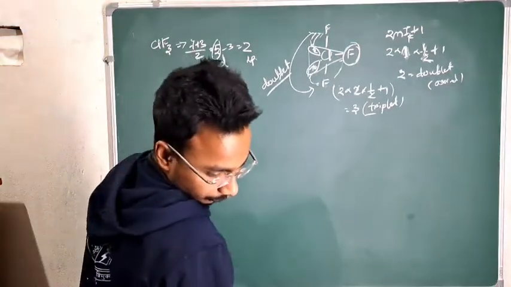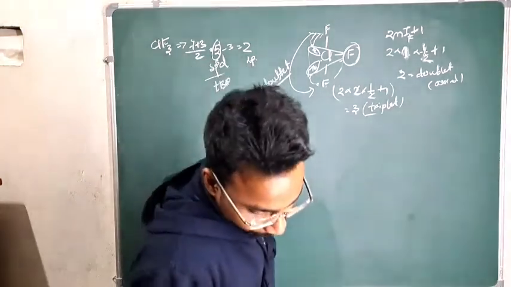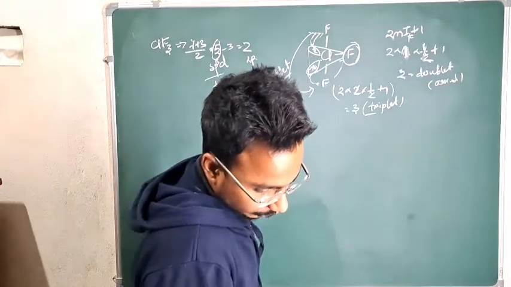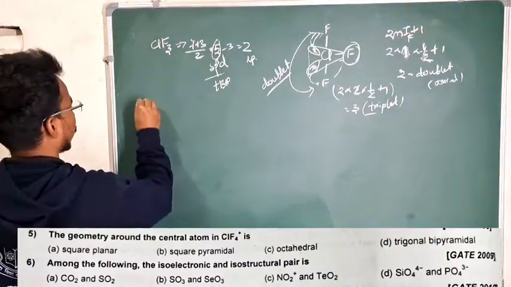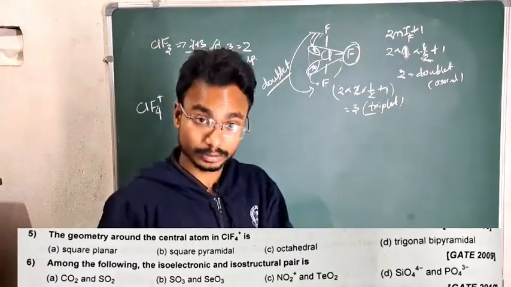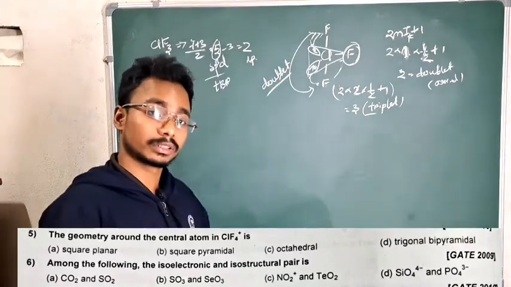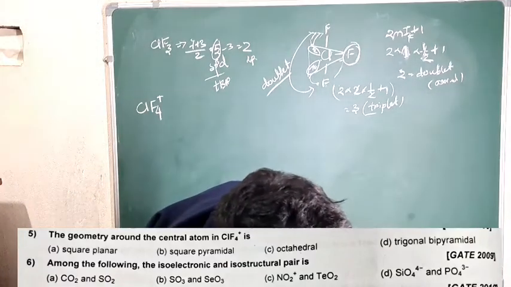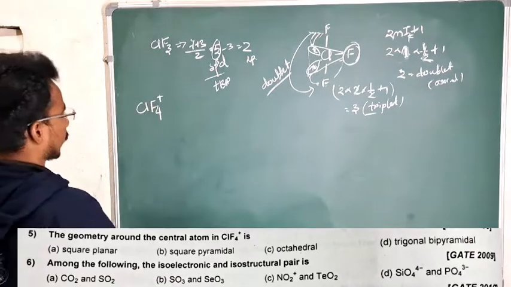next question. It will appear on your screen. The geometry around the central atom in ClF4 plus. So they are asking about ClF4 plus. They are asking about geometry, not shape. Geometry means the hybridization.